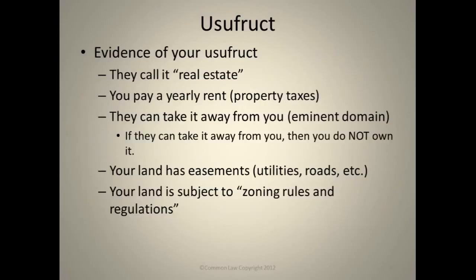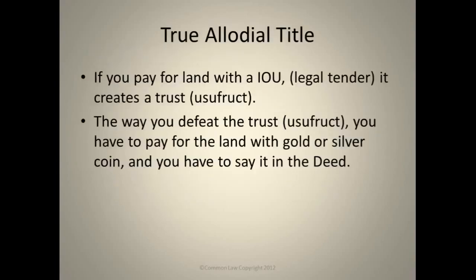Evidence of the usufruct, okay? They call it real estate. You pay a yearly rent. They can take it away from you. And if they take it away from you, then you do not own it. Your land has easements, utilities, roads. Your land is subject to zoning rules and regulations. If you pay for your land with an IOU, it creates a trust. The way you defeat the trust is you have to pay for the land with gold or silver coin, and you have to say it on the deed.